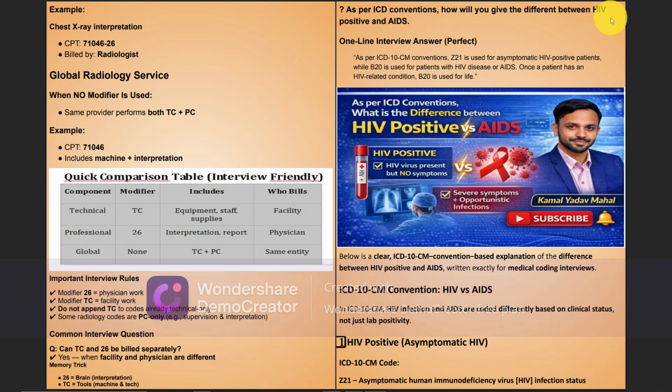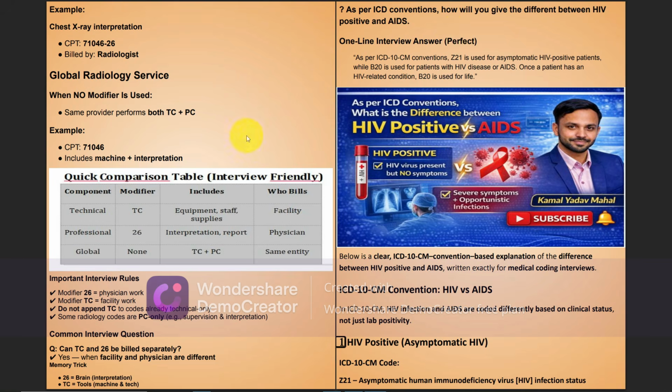Let's move to the next question. As per ICD conventions, how will you differentiate between HIV positive and HIV disease? One line interview answer: as per ICD conventions, Z21 is used for an asymptomatic HIV positive patient, while B20 is used for a patient with HIV disease or AIDS. Once a patient has an HIV related condition, B20 is used.